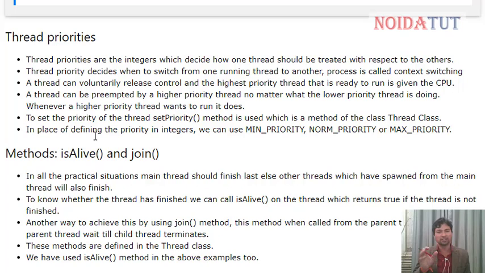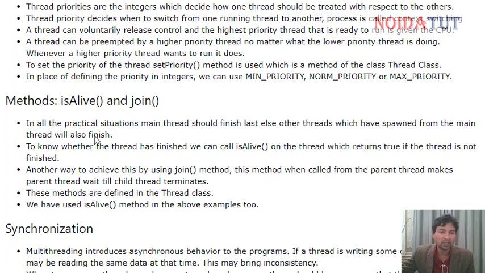A thread can voluntarily release control, and the highest priority thread that is ready to run is given the CPU. A thread can be preempted by a higher priority thread no matter what the lower priority thread is doing, whenever a higher priority thread wants to run. To set the priority of a thread, the setPriority method is used, which is a method of the Thread class. In place of defining the priority in integers, we can use MIN_PRIORITY, NORM_PRIORITY or MAX_PRIORITY.